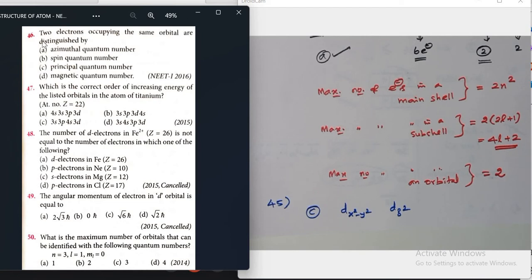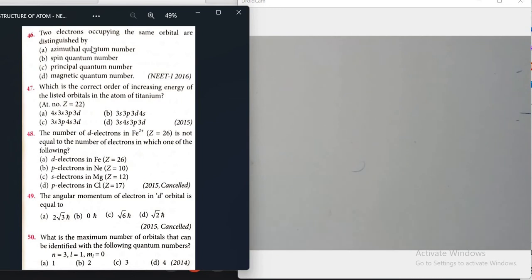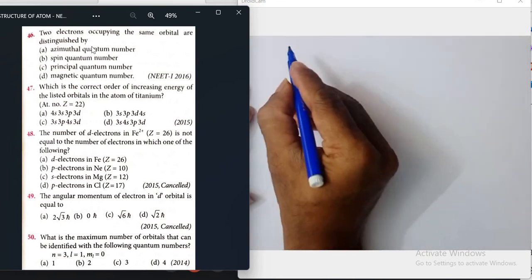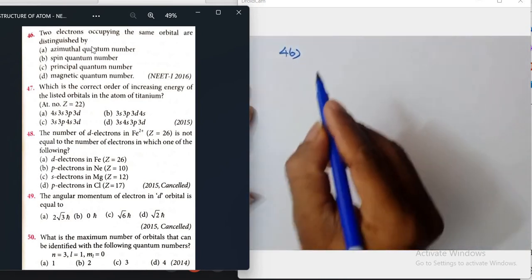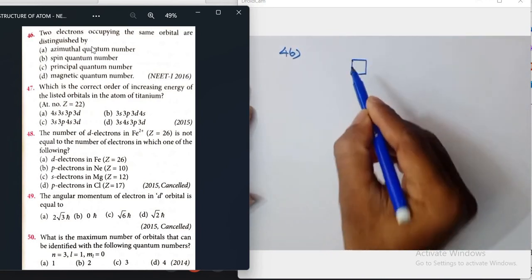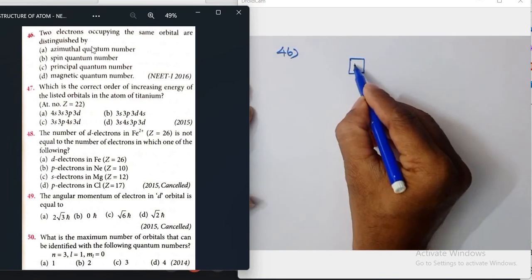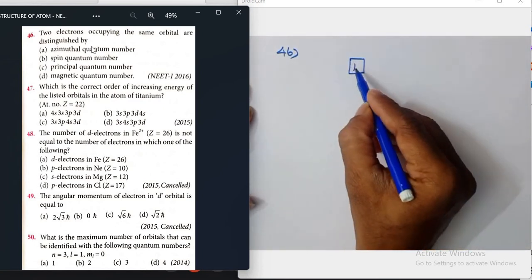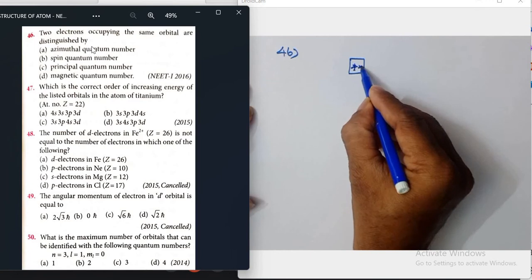Question number 46: two electrons occupying the same orbital are distinguished by what? If 2 electrons occupy the same orbital, you know very well, suppose I take an orbital and we have 2 electrons here. I'm going to place 2 electrons, electron 1 and electron 2.